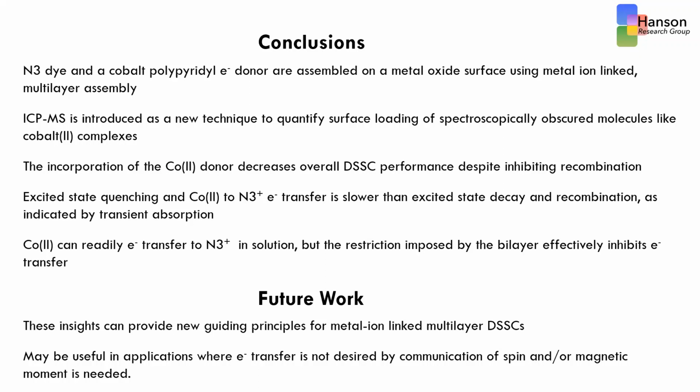the multilayer assembly, or the ion-linked bilayer, allows us to impose enough of a geometric restriction that we effectively turn this electron transfer off. So although we were not able to generate an effective dye-sensitized solar cell, this architecture may be useful in the future for systems where you intend to translate or communicate things like electron spin or dipole moment, and not necessarily an electron itself.